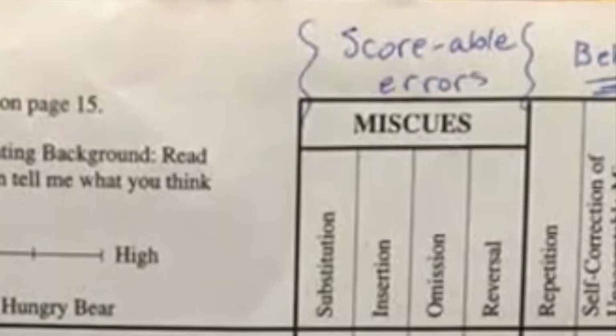One thing I want to remind you is the scoreable errors are in this first boxed-in area. Substitutions, insertions, omissions, and reversals all count as one scoreable error or miscue. The things on this side, these three categories, are behaviors that we want to make note of, but they're not scoreable errors. One of those is repetition, and one of those is self-correction.